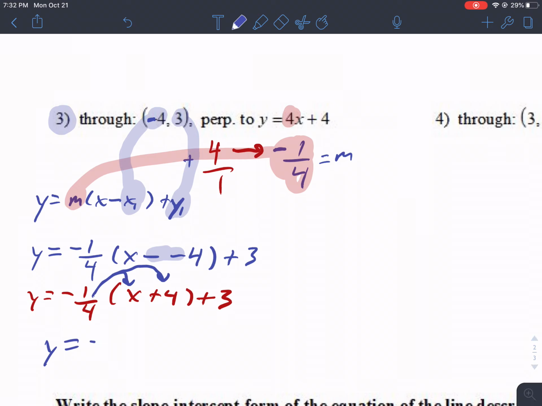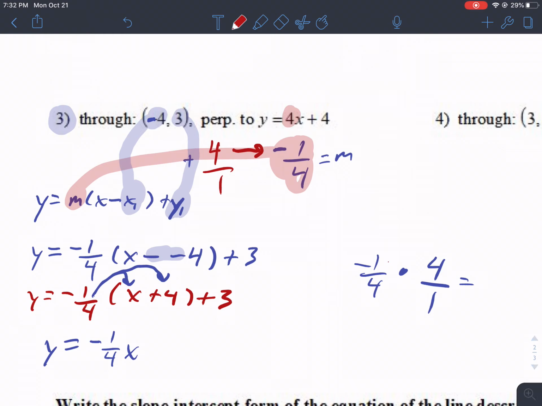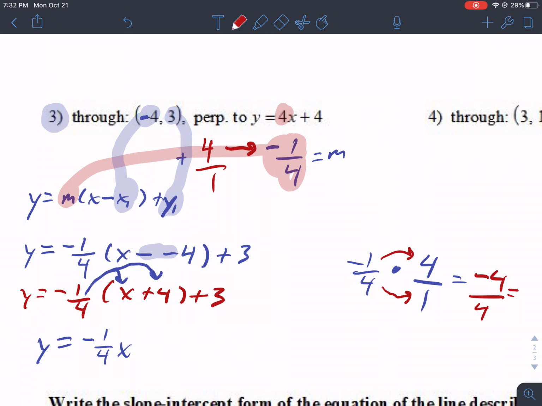So you distribute. You put the negative 1/4 x. So now we have negative 1/4 times 4. Again, you put the 1 under because you want to make it into a fraction. You can multiply straight across, or if some of you guys remember, you can cross cancel. If you know how to cross cancel, do it. If you don't, that's fine. You could just multiply straight across, it's just as easy. So negative 1 times 4 is negative 4. 4 times 1 is 4. Negative 4 divided by 4 is negative 1. So you're going to plug in a negative 1 here, and you're going to drop down to 3.